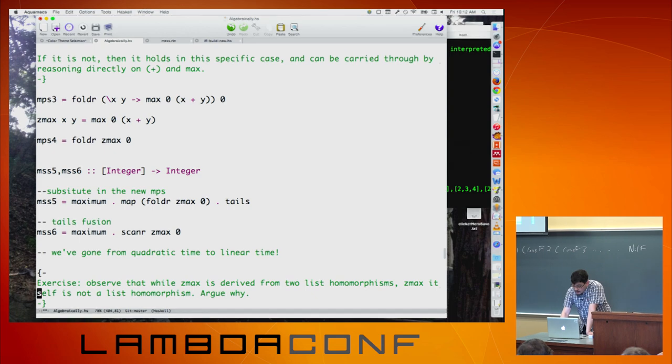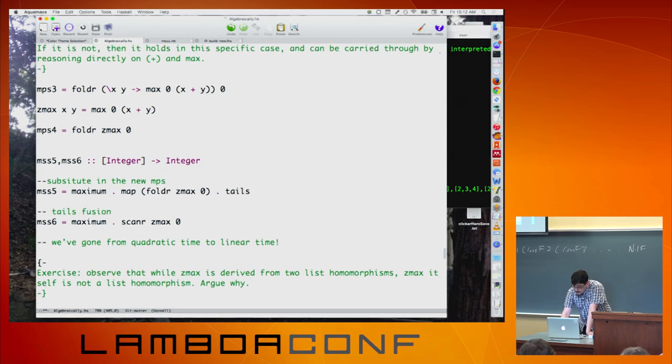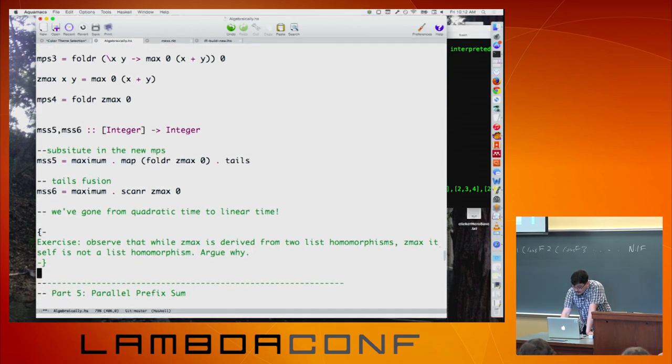Here's an exercise. Observe that while zmax is derived from two list homomorphisms, zmax itself is not a list homomorphism, arguably. I went from running behind to running ahead because I stopped having exercises and I started doing a little bit. So it's hard to time these things, I'm sorry.